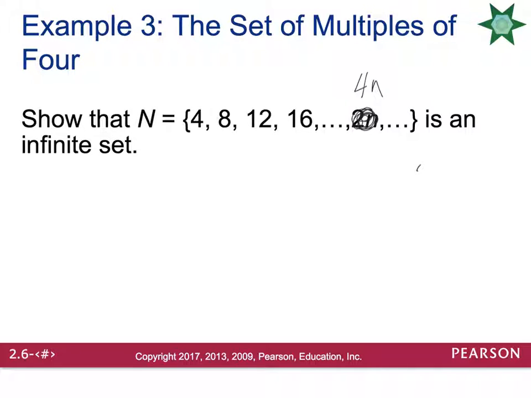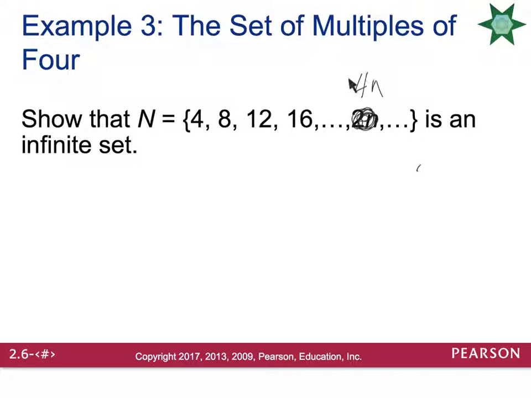Okay, the next thing we're going to show is this set. It is called capital M, but it's not the natural numbers. It's the set 4, 8, 12, 16. Now these are multiples of 4, right? 4 times 1 is 4. 4 times 2 is 8. 4 times 3 is 12, 4 times 4 is 16, etc. The next one would be 20, right?